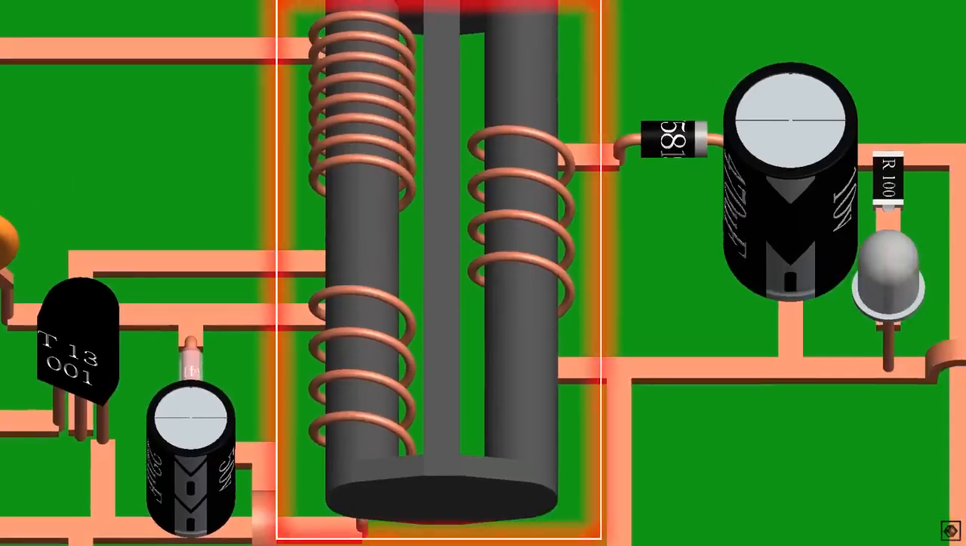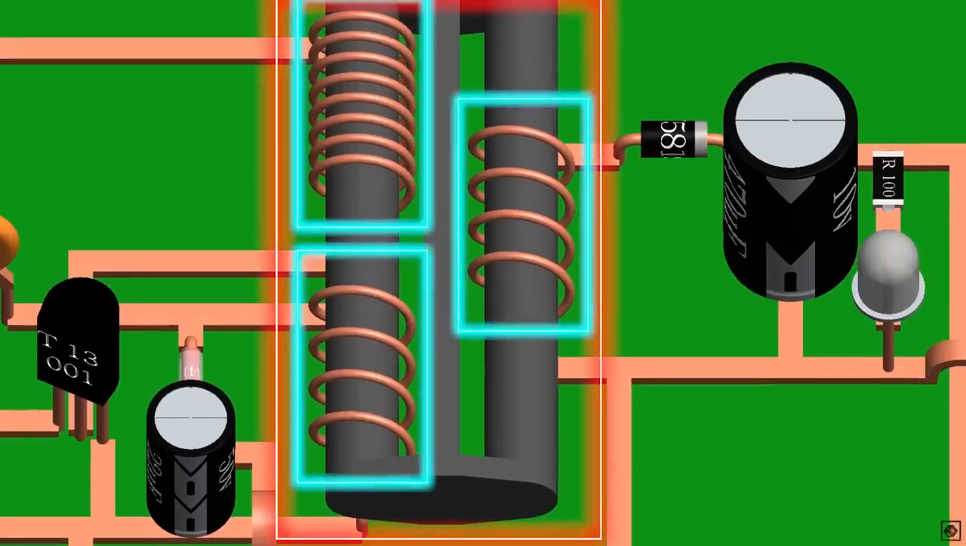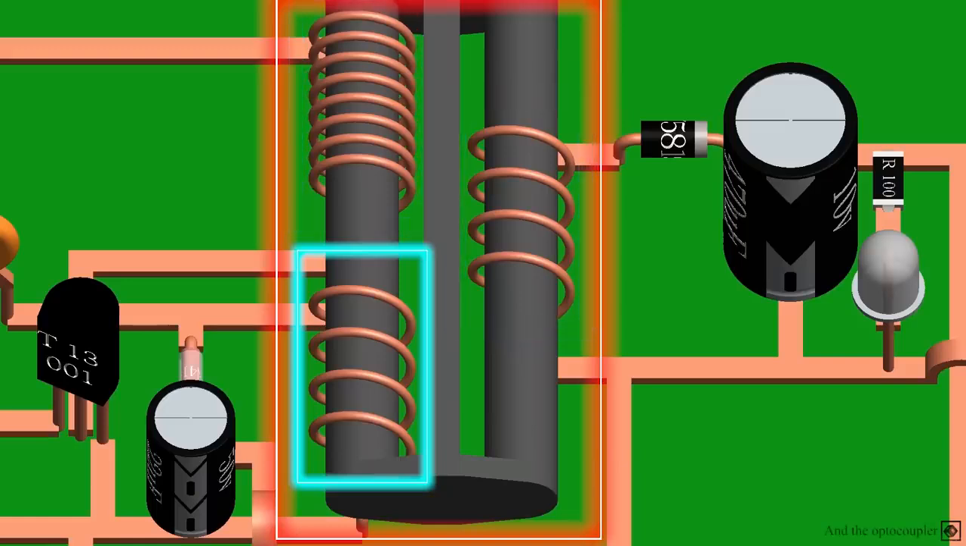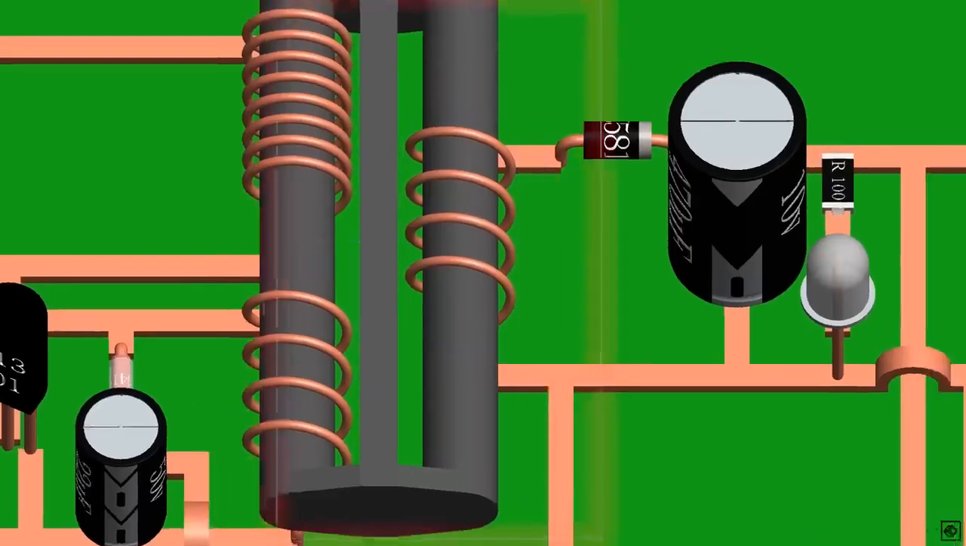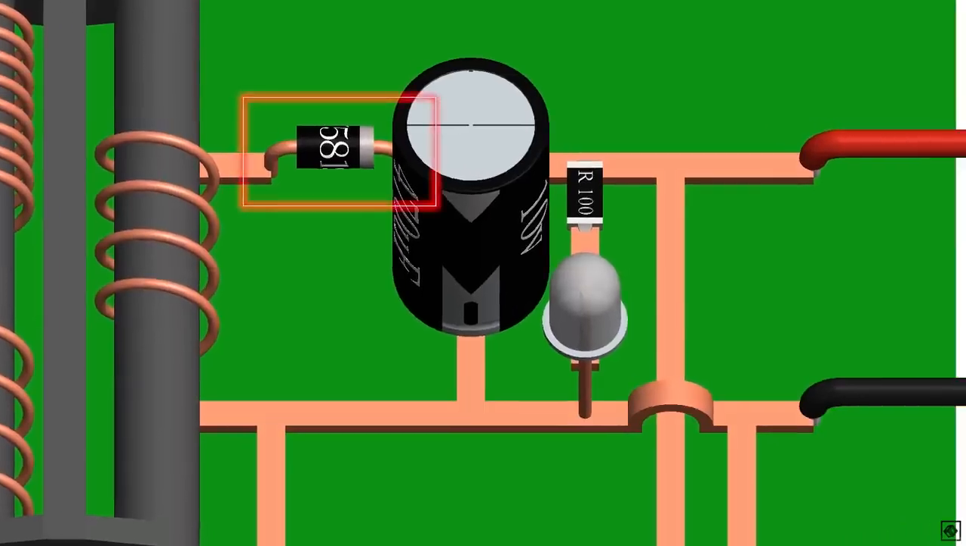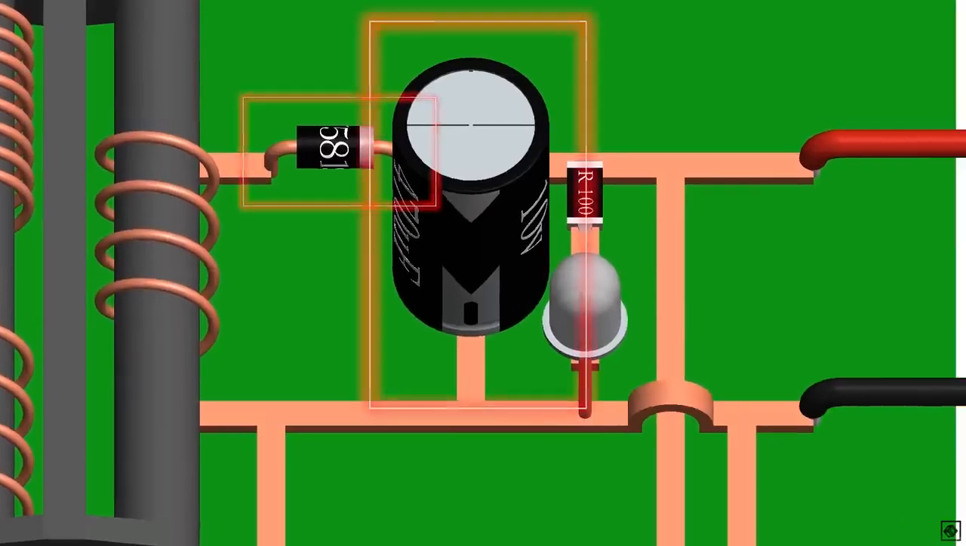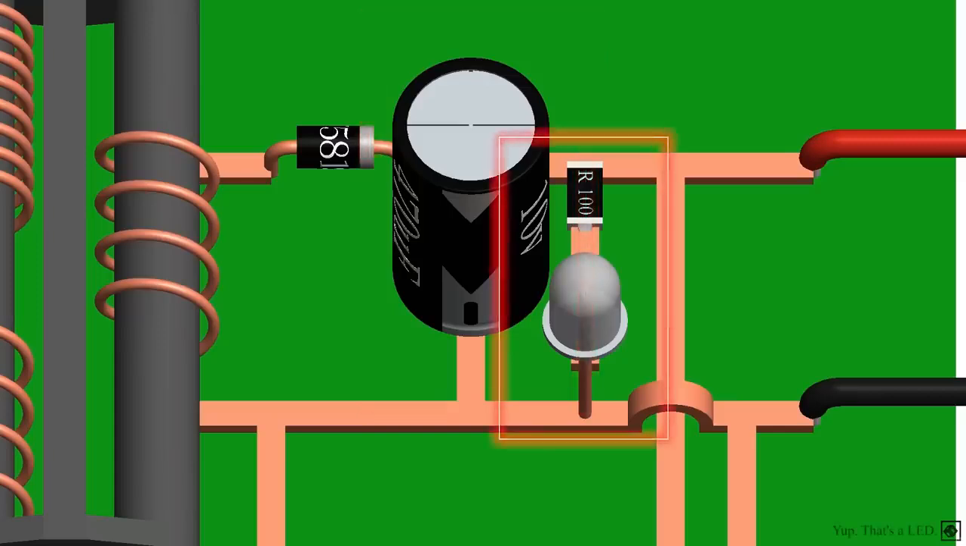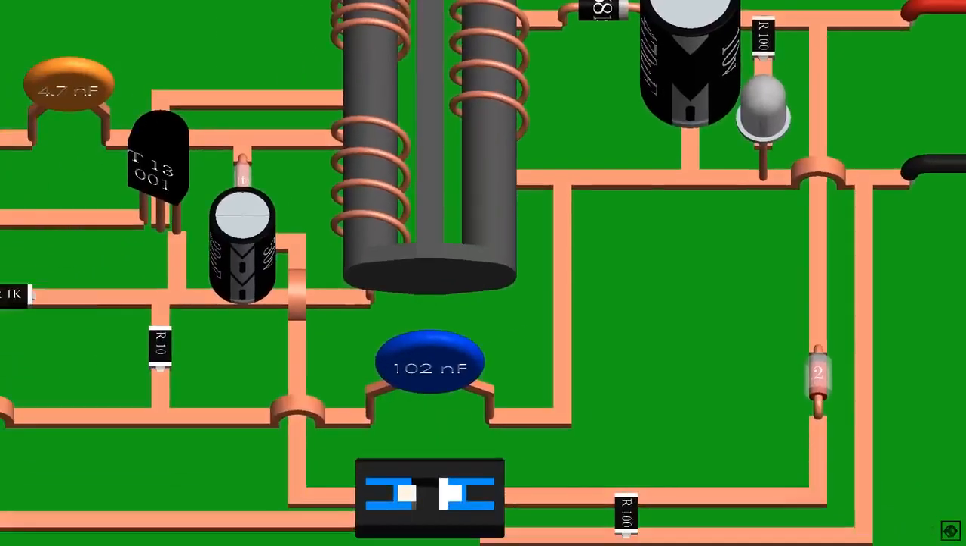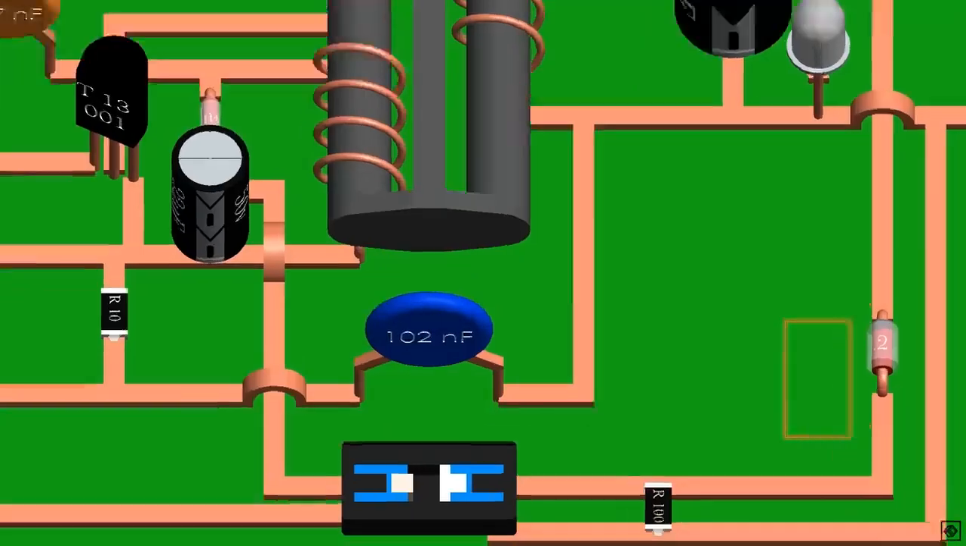This is the transformer. It has 3 windings, primary, secondary and auxiliary winding, wrapped around the core. It is used to step down the voltage. The auxiliary winding is used to run the oscillator circuit. Then we have a Schottky diode 1N5819 with a capacitor of 10 volts 470 microfarad to convert AC to DC, and an LED for indication. Also, there is a feedback circuit that consists of an optocoupler PC817C and a 4.2 volt Zener diode.